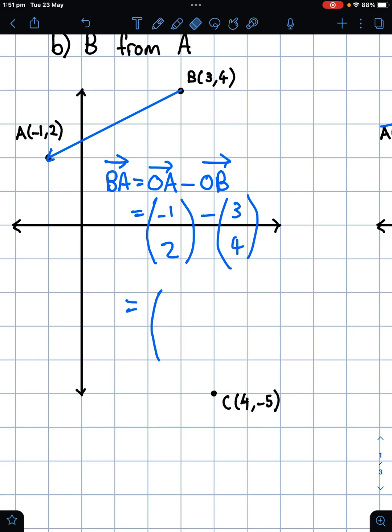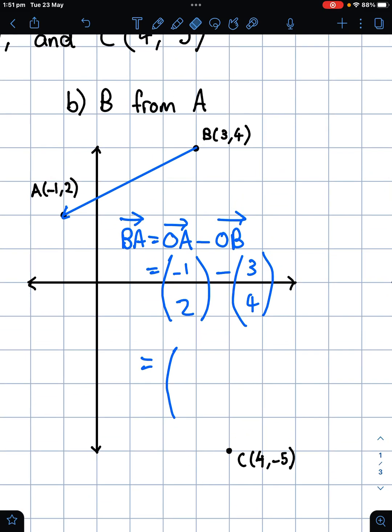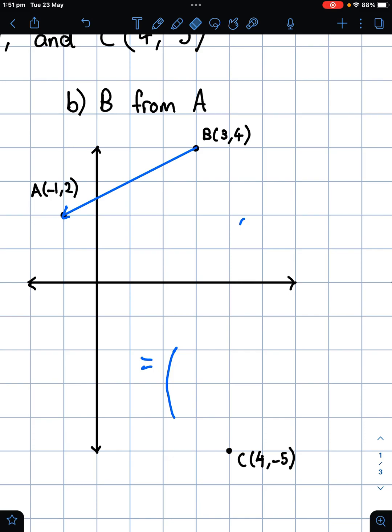I've made an error here. B from A means we're going to B from A. So I've actually stuffed this up because that shouldn't have been this way around. So let's just quickly erase that. B from A means we're going this way. Sorry, from A, we go to B. Gosh. There we go.